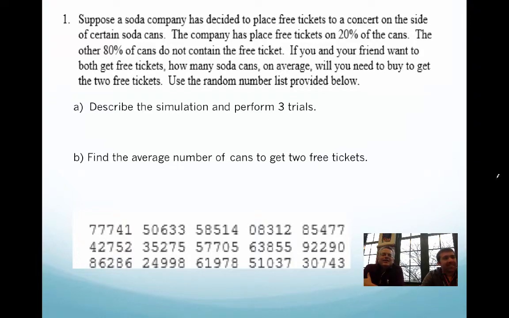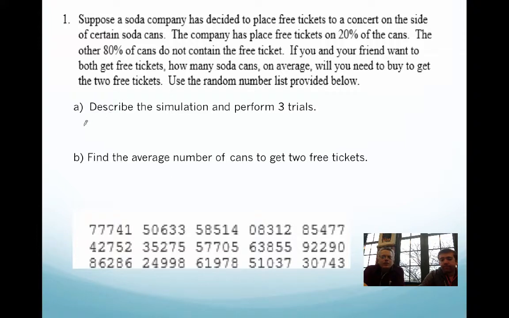So free tickets on the side of certain soda cans. The company has placed free tickets on 20% of the cans. It's actually a lot of tickets. The other 80% of cans do not contain the free ticket. If you and your friend want to both get free tickets, how many soda cans on average will you need to buy to get 2 free tickets? Okay, so we're going to use simulation to try to find this out experimentally.